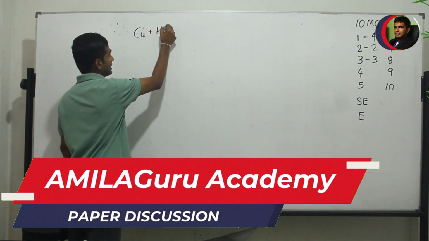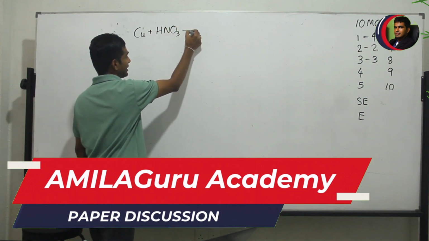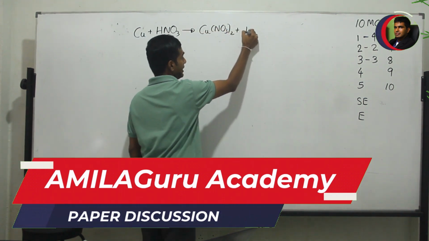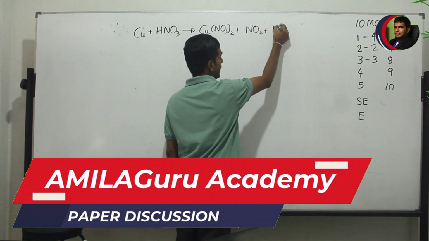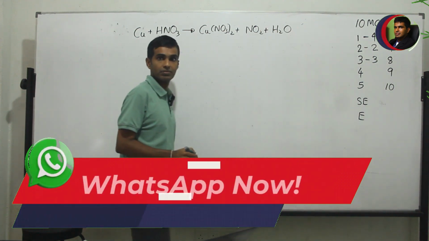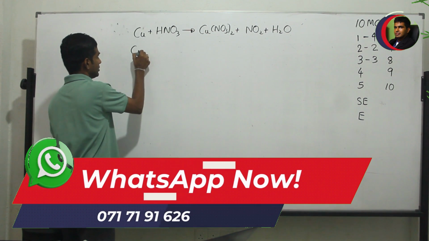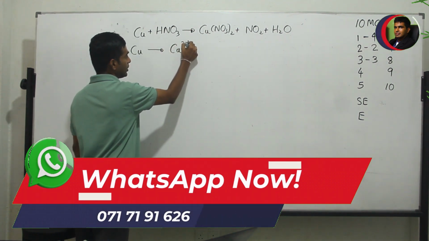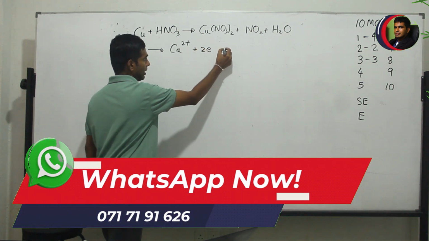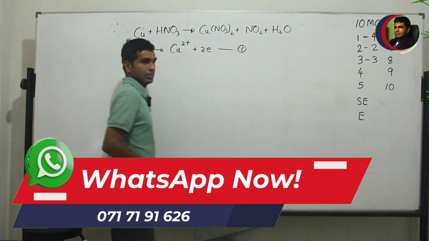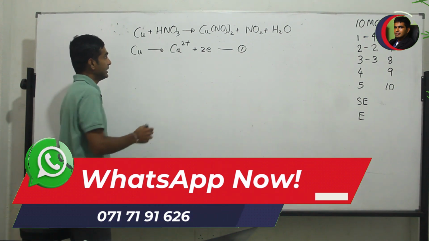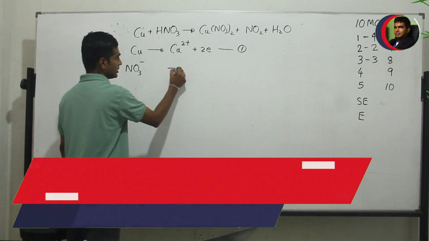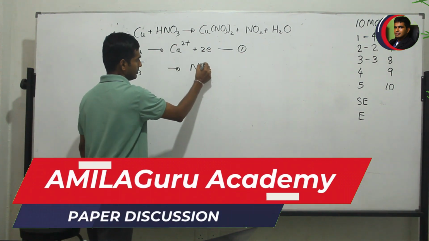Copper reacts with concentrated nitric acid to form cupric nitrate, nitrogen dioxide and water. Copper converts to cupric ions. We can balance that half reaction like that. Then nitrate ion, it reduces to nitrogen dioxide.